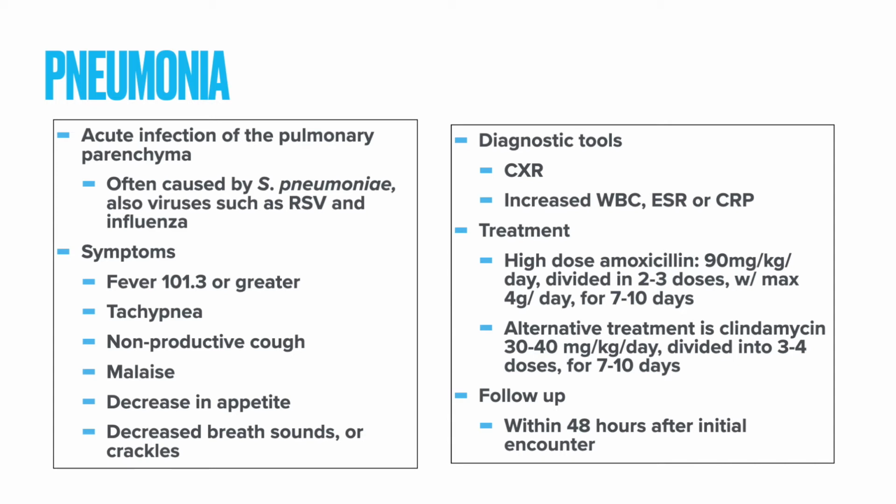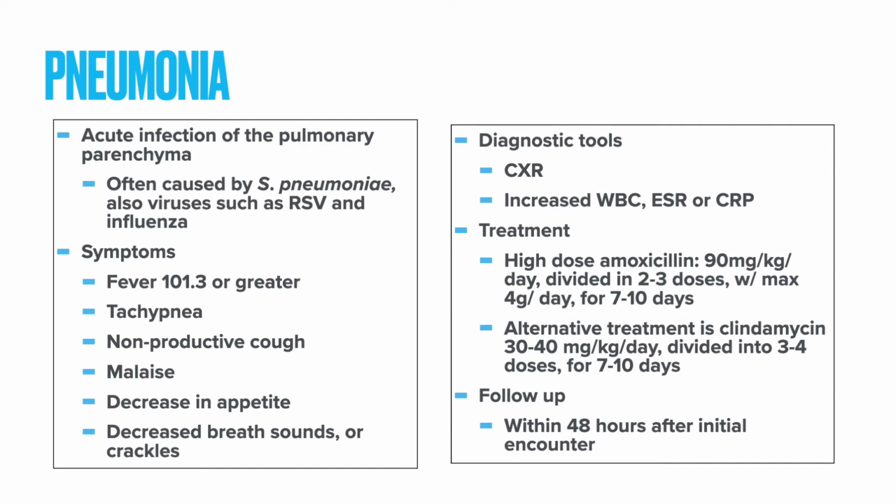The dosing for clindamycin for community-acquired pneumonia in the pediatric population is going to be 30 to 40 mg per kg, divided into 3 to 4 doses a day. And then follow-up should occur again within 48 hours of the antibiotic change to confirm that improvement is occurring.